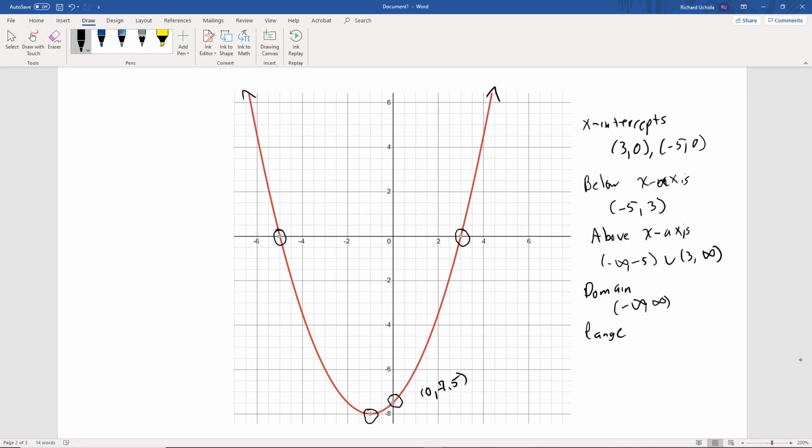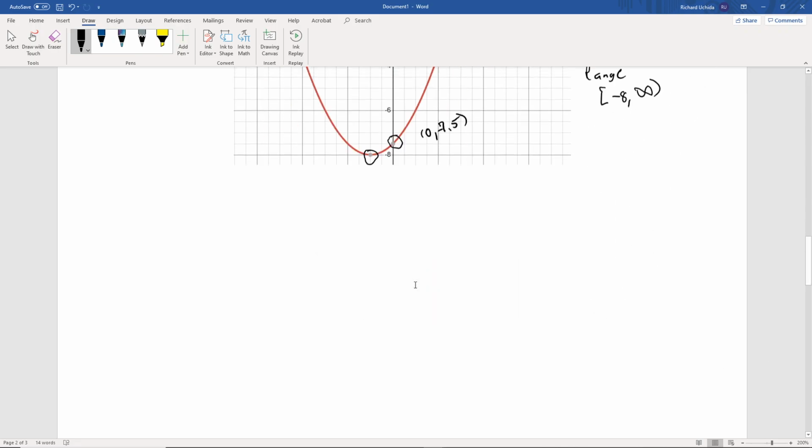And the range, well, let's see, what's the lowest it goes? It looks like it goes all the way down to -8. And what's the highest it goes? It looks like it would go all the way up to infinity. So that's some of the stuff we could interpret from just being given the graph of the function.